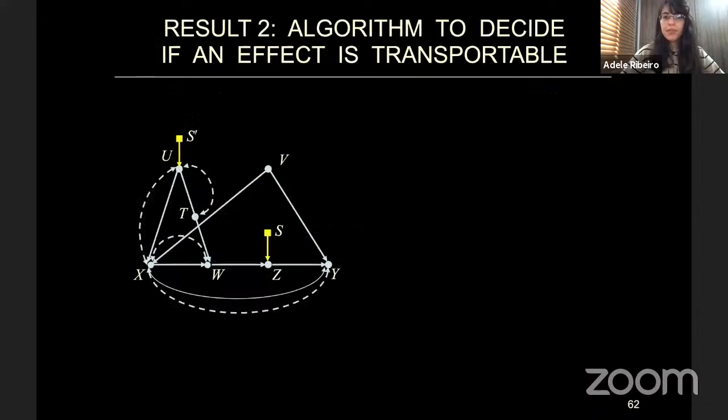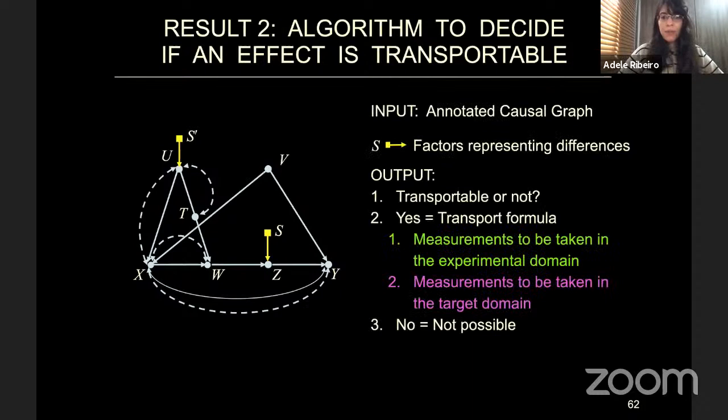So these are very small examples. That's why in reality, we can't try to do the derivation using do calculus by hand. That's why our second result is an algorithm to decide if the effect is transportable or not. So this is a much more complicated graph. If you try to do the derivation by hand, it'll be a nightmare. So we need an algorithm. And the algorithm takes as input just the selection diagram, and then it gives as output the answer whether it's transportable or not.